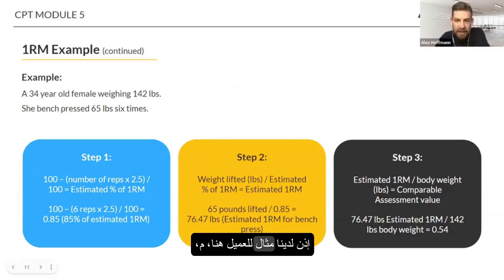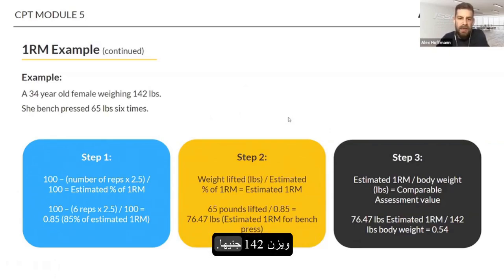So we have an example client here who is female, 34 years old, and weighs 142 pounds. That's going to be important information for step 3. The first piece that we need to know is that she bench pressed 65 pounds 6 times.